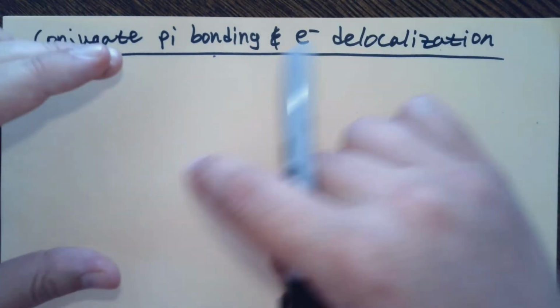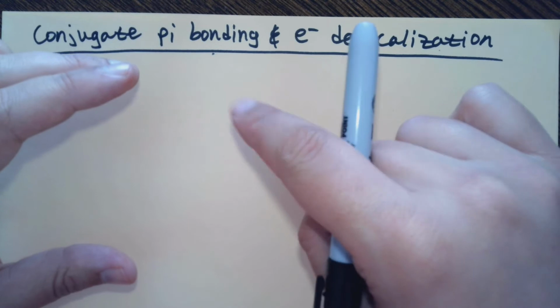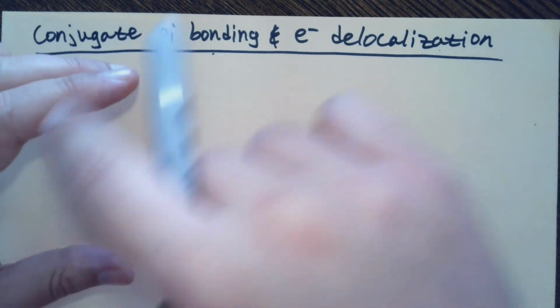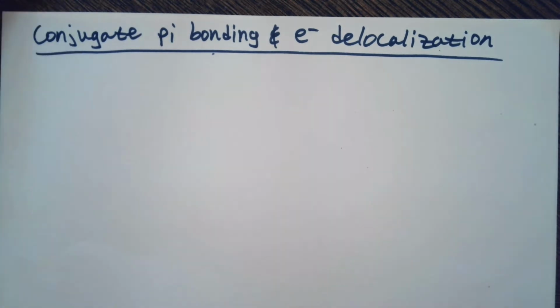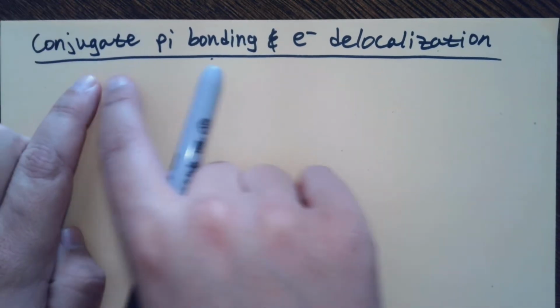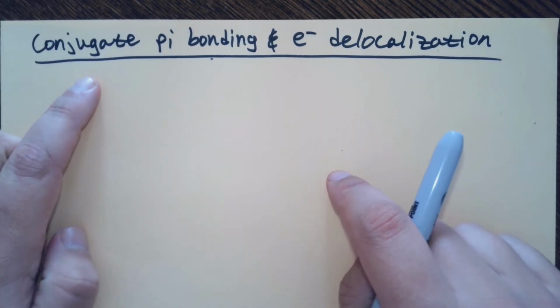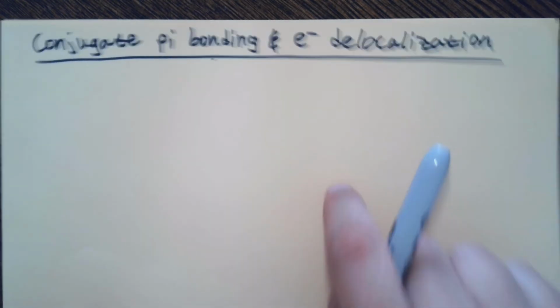I guess I could just throw the name out now. They're called molecular orbitals. The electron isn't associated with any particular atom, but there's a specific region of the molecule. It's like a racetrack, it's allowed to move around along the whole molecule. And that's created by conjugate pi bonding. And so I'll explain what that is, and then we'll move into this.